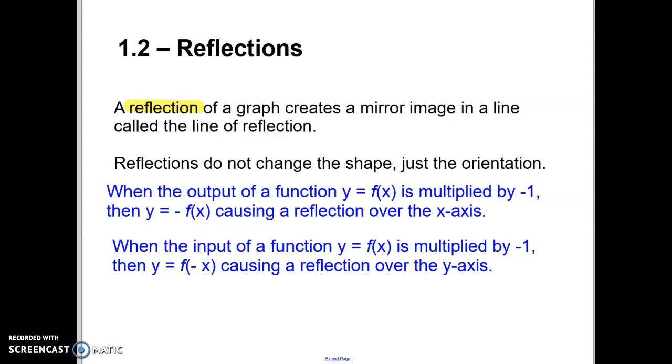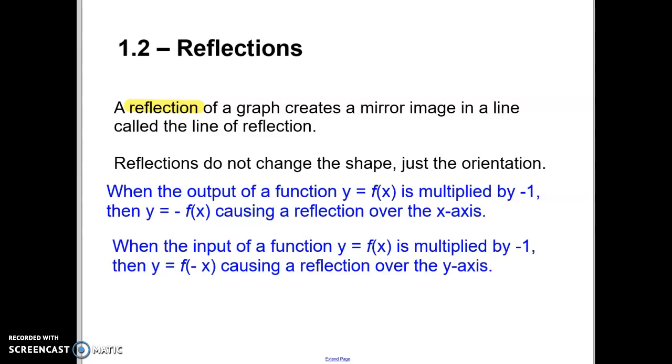All right, so next we're getting into reflections. A reflection of a graph creates a mirror image in a line called the line of reflection. Reflections do not change the shape, just the orientation. So again, the orientation means like flip. It might flip up and down, which would be vertically, or it might flip left and right, which would be horizontally. So this part's confusing.